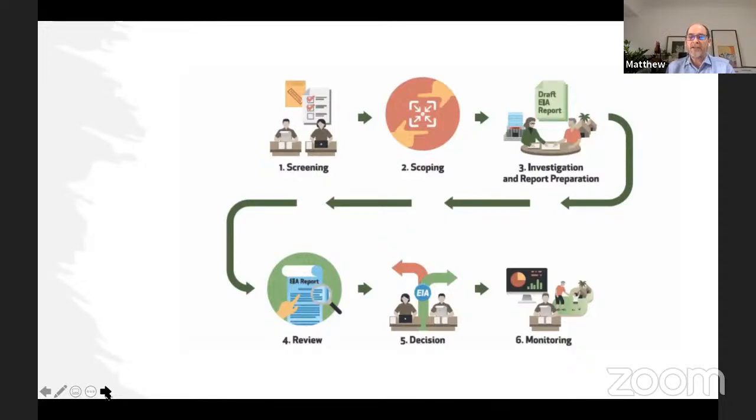Investigation and report preparation is carried out by environmental impact assessment professionals who are engaged by the project proponent, and that creates its whole suite of issues. The review of that report is often done by government or an independent EIA body. Again, both of these, three and four, should take into account public participation and ideally should be based on extensive public consultation and response to public concerns.